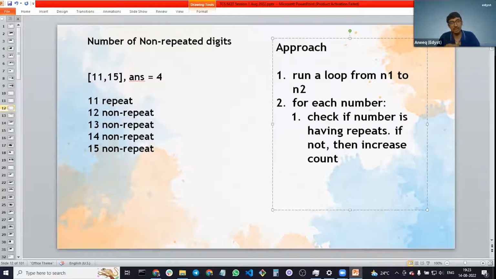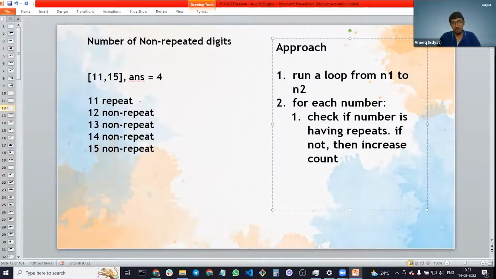Somebody is saying using a hash set, we can check the repeats. Okay. Somebody is saying we can convert them into strings and count the elements by using the string count function. If count is less than 2, then c is equal to c plus 1. Somebody is saying convert the number into a string, check whether str0 and str1 are equal or not. Very good. So you're all on the right track.